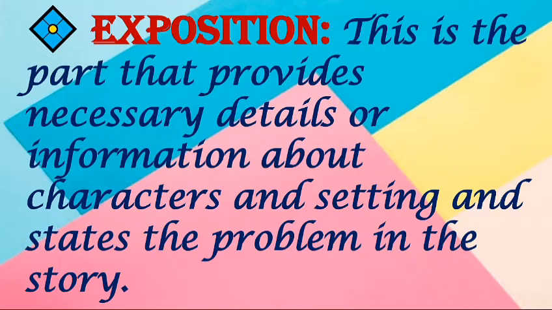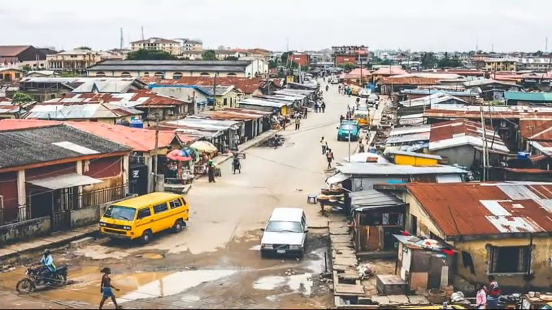Second Class Citizen has 2 settings: Lagos and London. The text was set in Lagos in the 1940s during the Second World War, and this is what Lagos looked like as at that time.